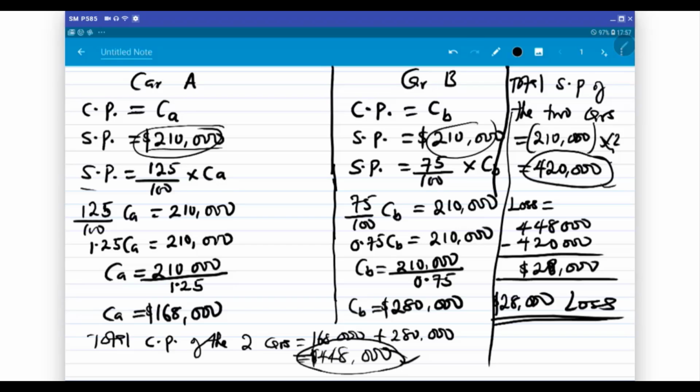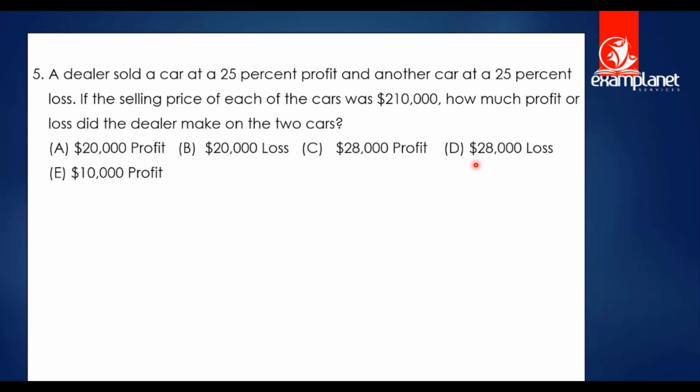But here it's a loss. It's a loss, $28,000. So our answer will be what option? That will be option D. Option D, $28,000 loss. All right. So that's the answer to this kind of question, where you can apply your profit and loss percent idea. Okay. So with that, you have come to the end of the topic percent, and also the end of the first aspect of the GRE quantitative reasoning, that is arithmetic. So you've been able to run through all the topics under arithmetic.